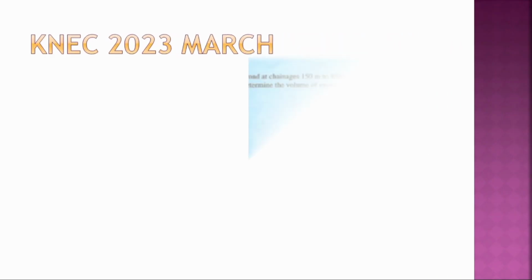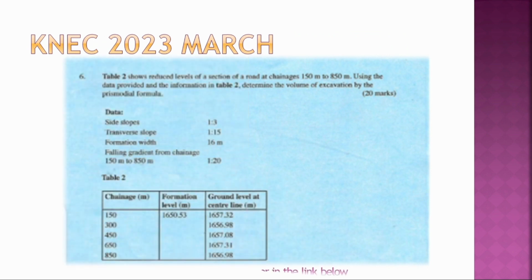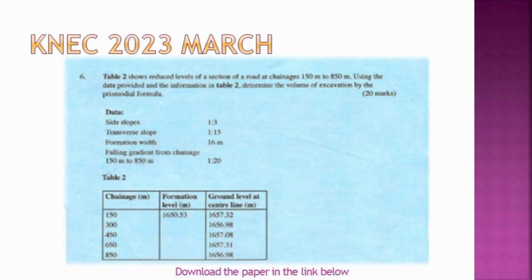We are going ahead and looking at question number 6, where we were told that table 2 shows reduced levels of a section of a road at chainages 150 meters to 850 meters. Using the data provided and the information in table 2, determine the volume of excavation by prismoidal formula. This question carries 20 marks. That is a good question for 20 marks.